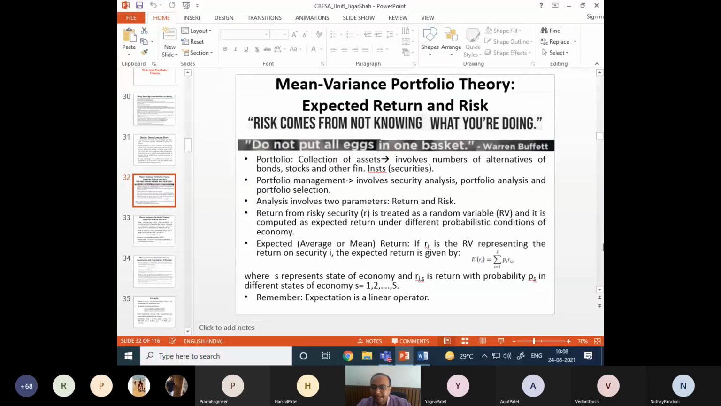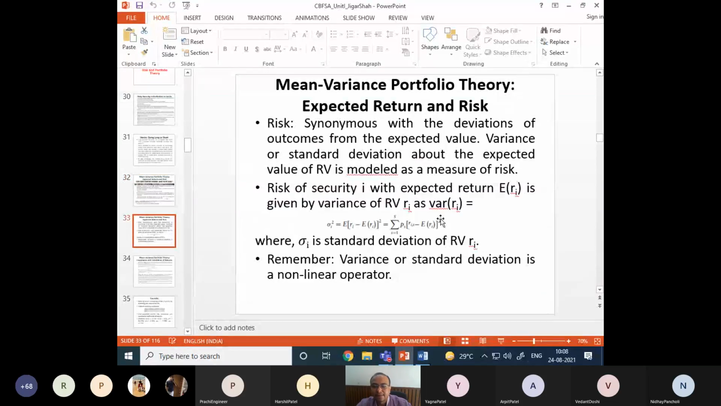So we can find the expected return using this formula, and similarly we can find the risk, which is defined by the variance sigma i square for security i. We can find it as the expected value of (Ri minus E of Ri) whole square. That is the definition of the variance, and using this formula, sum over s equal to 1 to capital S of Ps into (Ris minus E of Ri) whole square, we can find the risk, which is measured by the variance. And remember, the square root of the variance is the standard deviation. So sigma i is the standard deviation, sigma i square is the risk, or variance.